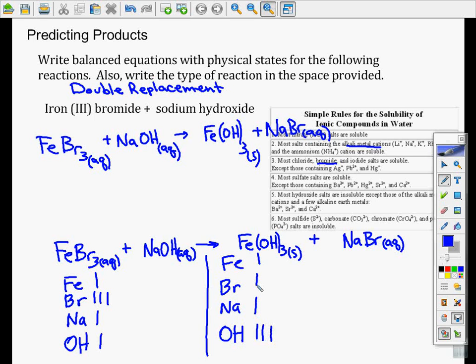I need 3 bromines on the product side. That gives me 1, 2, 3 total bromines. That also gives me 3 sodiums. All right? Now, on the reactant side, I'm going to need the 3 sodiums. That gives me 3 of those, and hydroxide, it ends up giving me 3 hydroxides as well. Now if we look, hey, our skeleton equation is now balanced. We predicted that this would give us, using a double replacement reaction, the skeleton equation, balanced it, we are done.